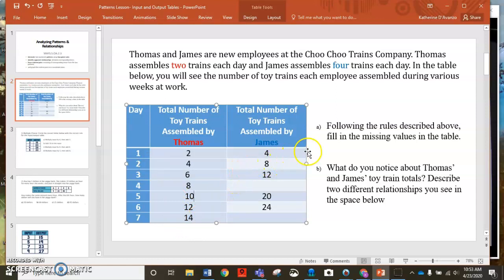Now let's use James's rule. So James makes 4 trains each day. So on day 1, he makes 4. Then on day 2, he makes 8, 12. This value is going to be 16 because I add 4 to the previous value. Then 20, then 24. And finally, by day 7, he's made 28 trains.